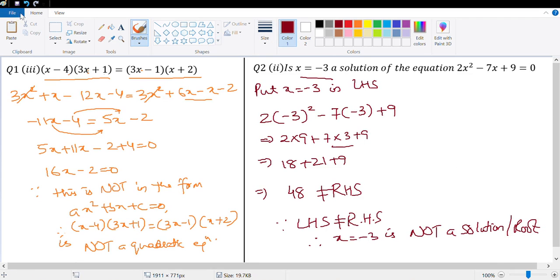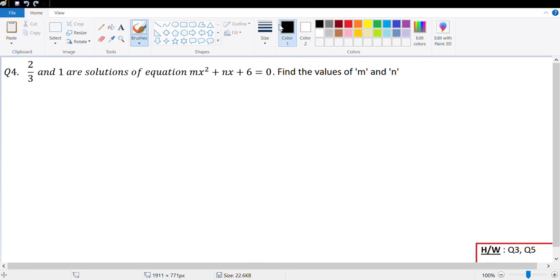Let's look at the last question of this exercise and see what we have. Question number 4, it says 2 by 3 and 1 are solutions of the equation mx squared plus nx plus 6 is equal to 0. Find value of m and n. So let's substitute value of x as 2 by 3 and x as 1 and see what value we get. So let's put x is equal to 1 first, that will be the simple one.